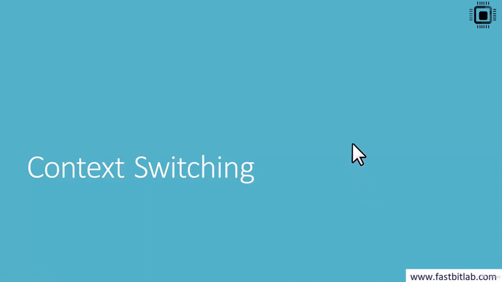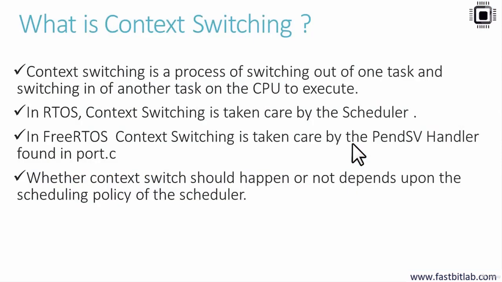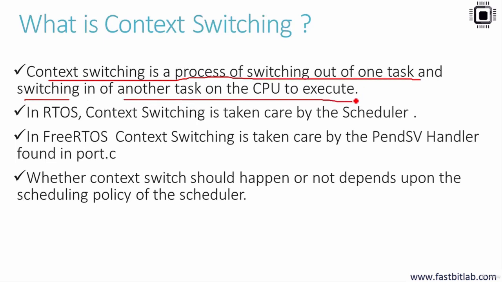And from this lecture onwards, let's understand context switching. So what exactly is context switching? Now, context switching is the process of switching out of one task and switching in another task on the CPU to execute. In FreeRTOS, context switching is taken care of by the scheduler. In FreeRTOS, context switching is taken care of by the PendSV handler found in port.c.